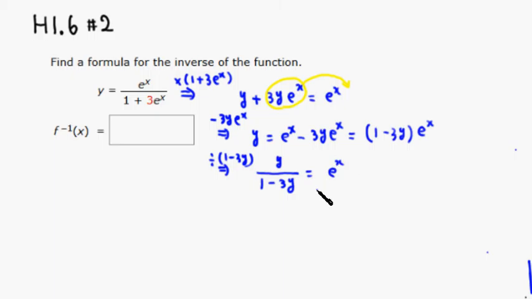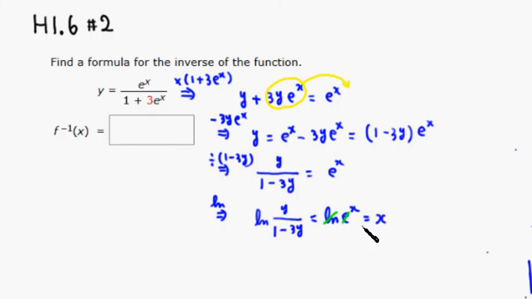Then we can take the natural log of both sides. So you have the natural log of y over 1 minus 3y is equal to the natural log of e to the x. The natural log and the exponential function with base e are inverses of each other, so they cancel out, and we have just x.